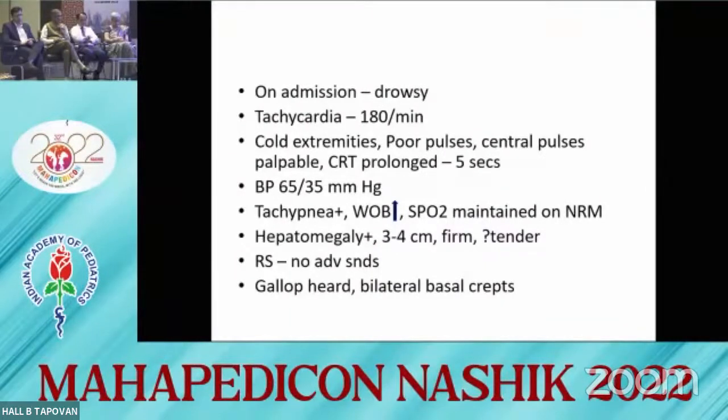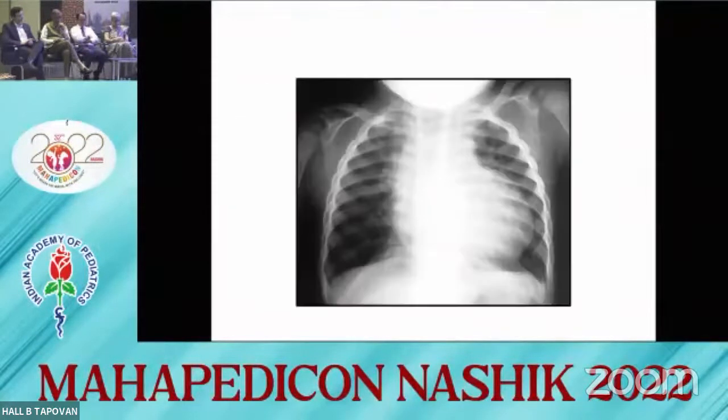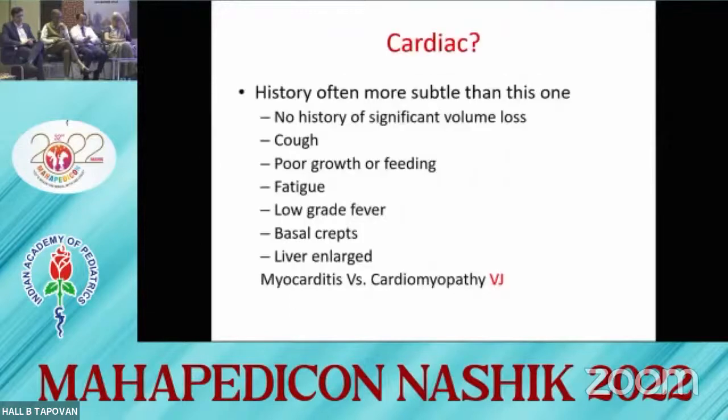So the child was referred for bronchitis, but the chest was not that bad. There were a few basal crepts, and the gallop was heard. This was the X-ray on admission. We see a very large heart, prominent bronchovascular markings, especially in the hilar and perihilar region.